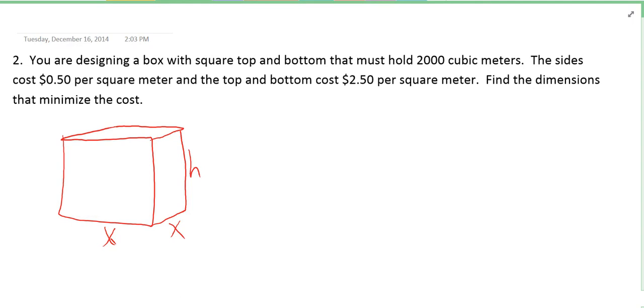So we want to minimize cost, and we know it has to hold 2,000 cubic meters. Let's walk through it. We've got to talk about cost, okay?